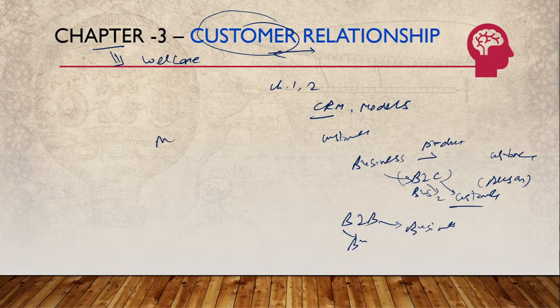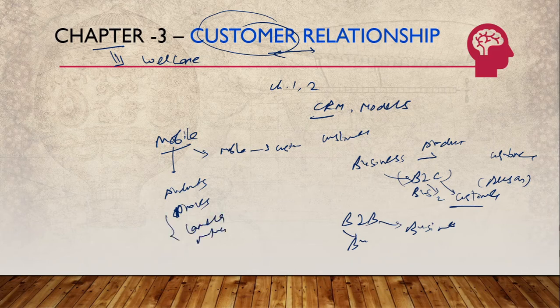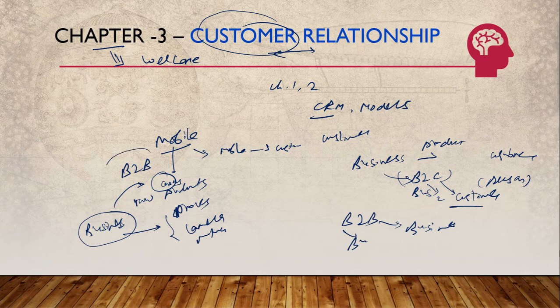Let's say a mobile manufacturing company sells mobile phones to customers directly. But to get the products for manufacturing the mobile, like processors, camera, motherboard and all, it needs to take these from some other company, some other business or organization. So the other organizations are supplying these raw products to this company. This type of relation is B2B, which is business to business.